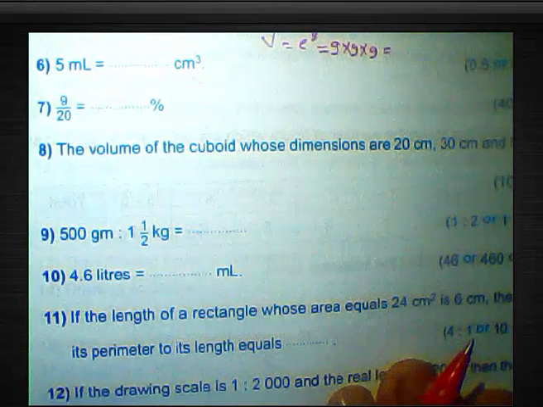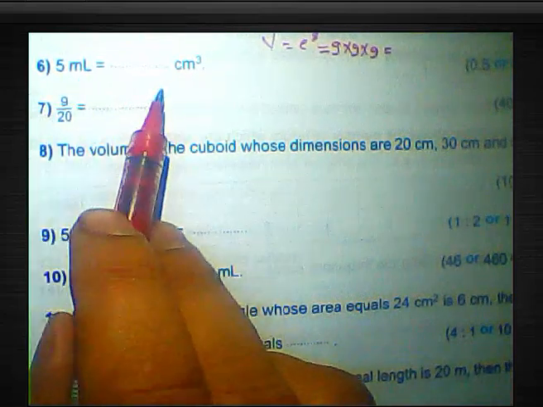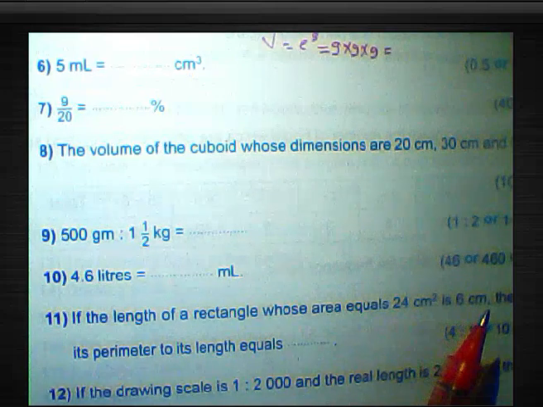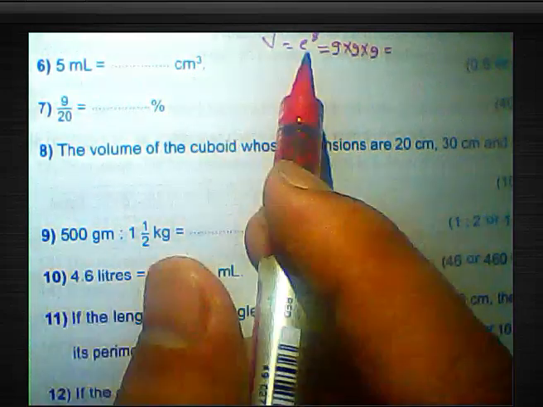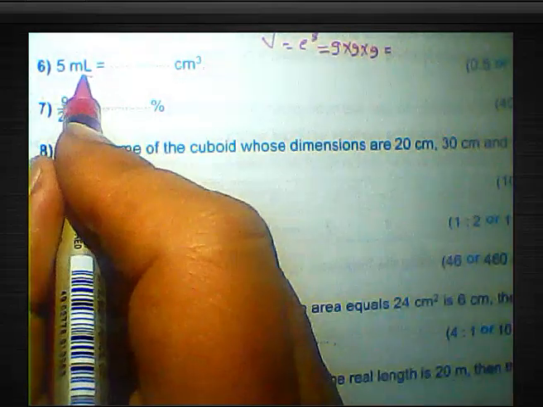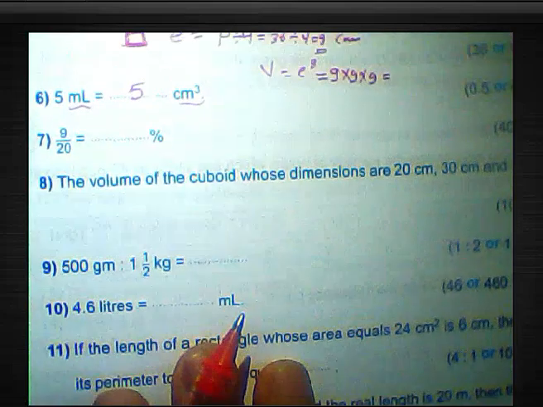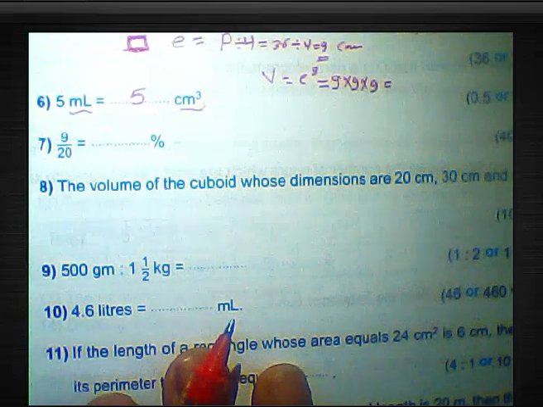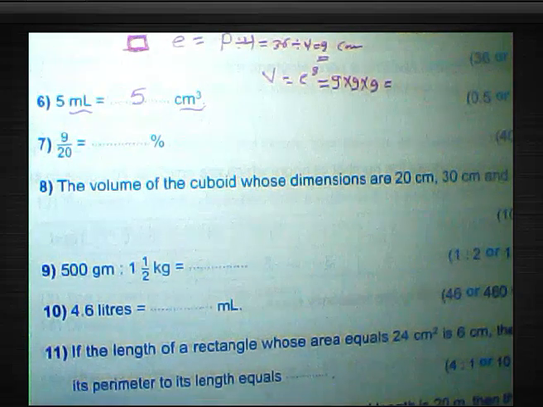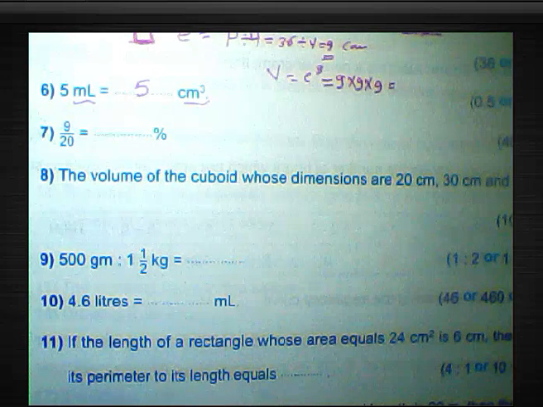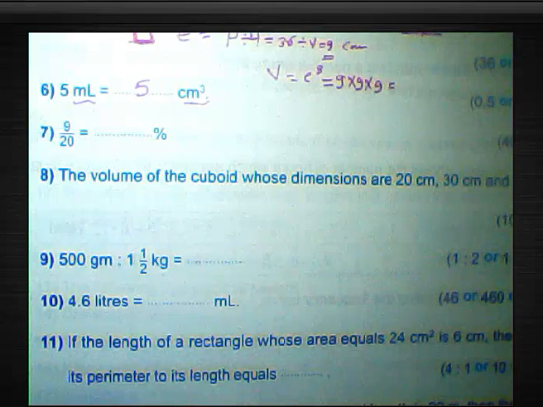Question 6. 5 milliliter convert to cubic centimeter. We must multiply by 1000 to convert from liter to milliliter, but we have milliliter equal cubic centimeter, so we must write 5. If the teacher change the question from liter to milliliter, you must multiply by 1000, but in this example we must write 5 only here.